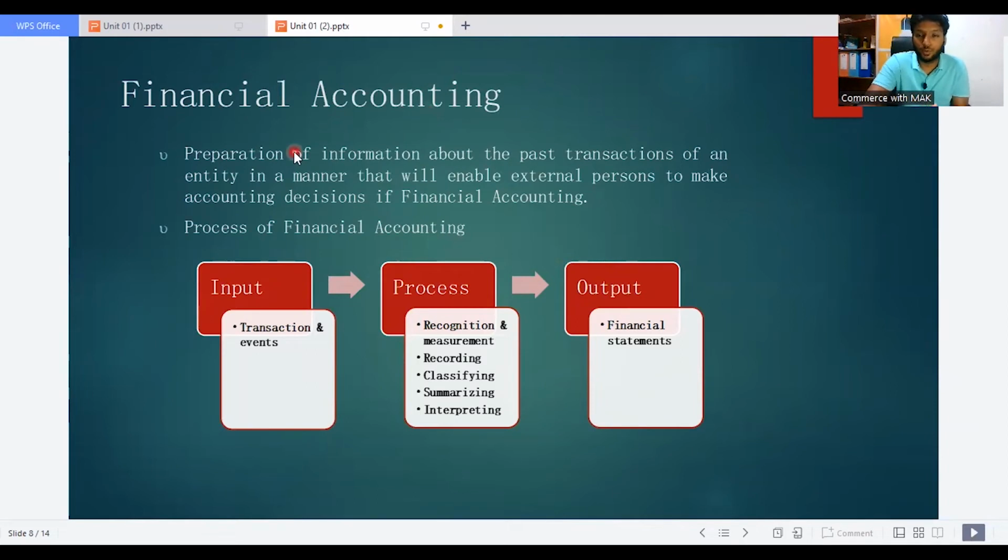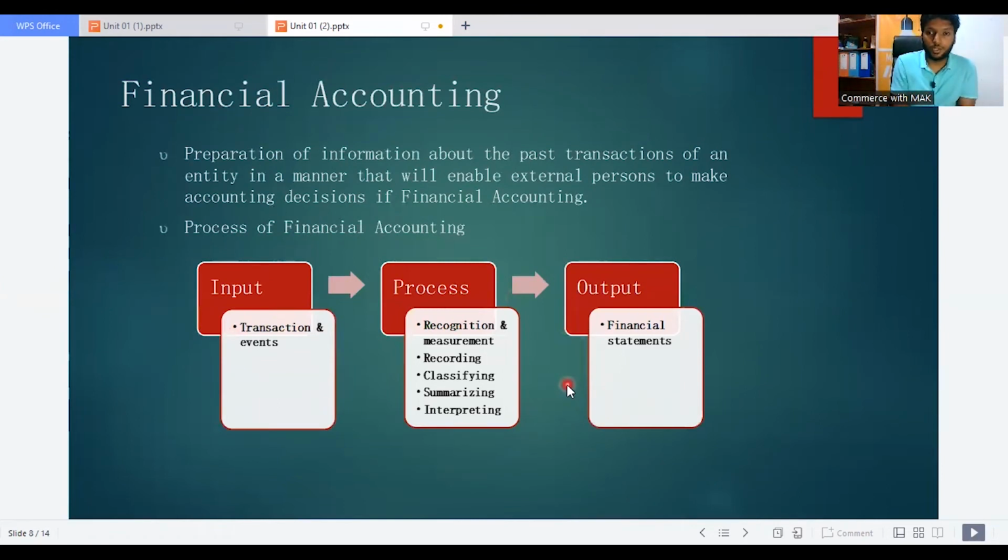So I have given you the easiest way of understanding. Preparation of information about the past transactions of an entity in a manner that will enable external persons to make accounting decisions is financial accounting. The process of financial accounting has a few things: input, process, output.